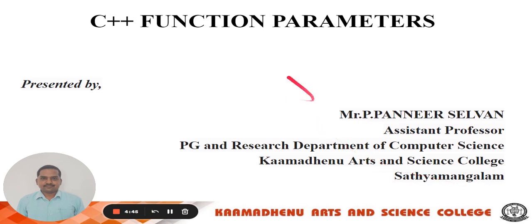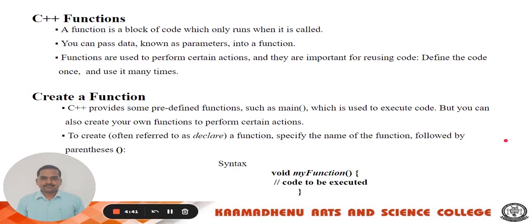Today I'd like to discuss something on C++ function parameters. C++ function. First of all, we should know something about the function. A function is a block of code which only runs when it is called. You can pass data, known as parameters, into a function. Functions are used to perform certain actions, and they are important for reusing code.